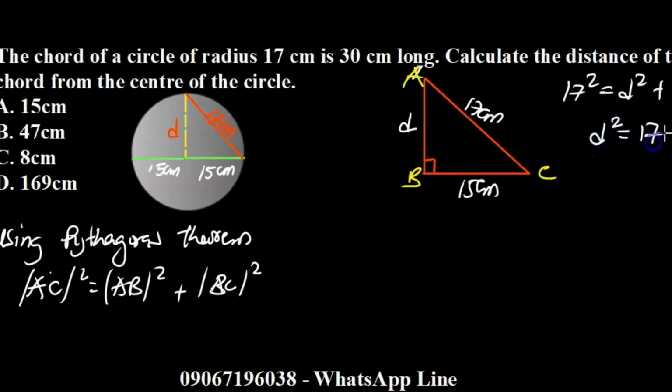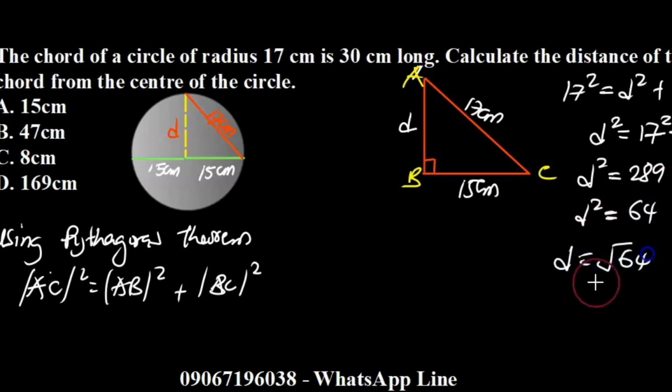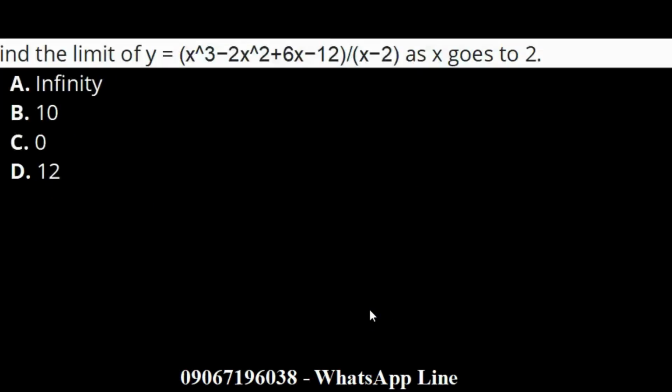d square is going to become 17 square minus 15 square. It will give us 289 minus 225. So d square will give us 64, and then d will give us the square root of 64. Therefore, the distance is equal to 8 centimeters. So the distance of the chord from the center is 8 centimeters. All right, option C.